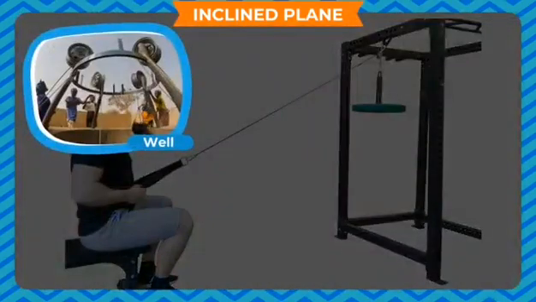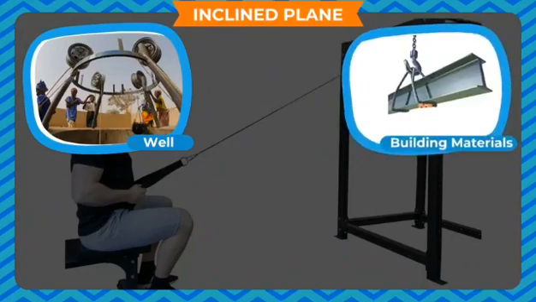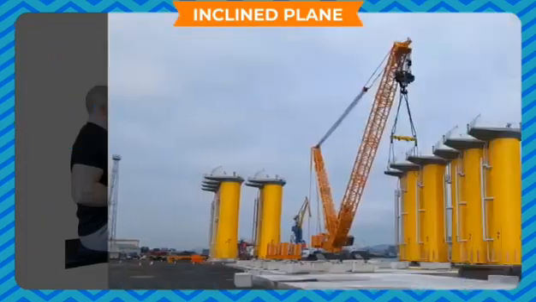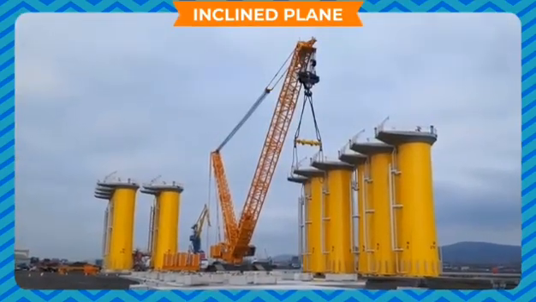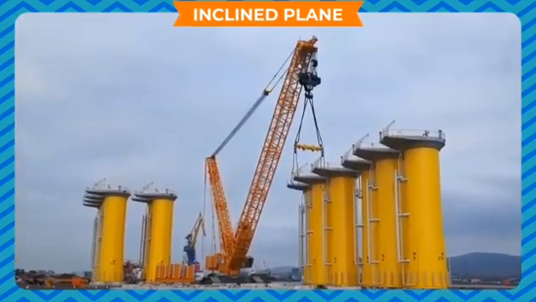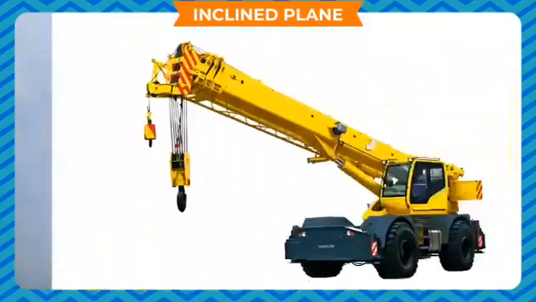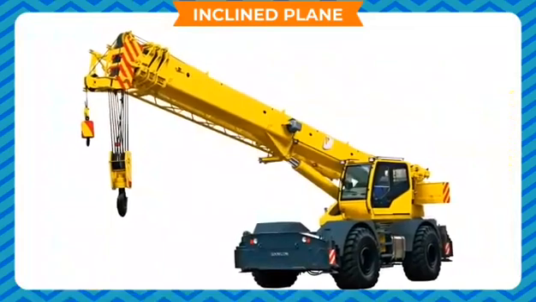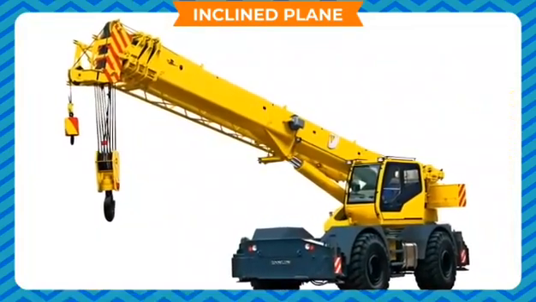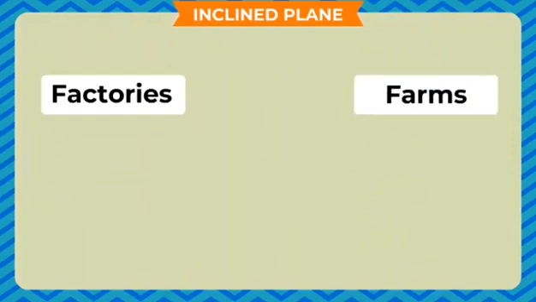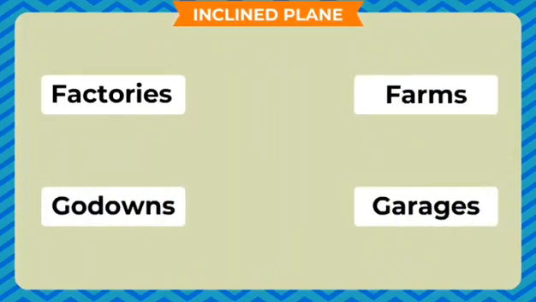We use a simple pulley to lift water from a well, to lift building materials, and to hoist a flag on a flagpole. Sometimes we use several pulleys for lifting a heavy load. These pulleys work together and reduce the force required to lift the load. This systematic arrangement of several pulleys is known as a block and tackle. It is used in factories, farms, godowns, and garages to lift heavy load easily.